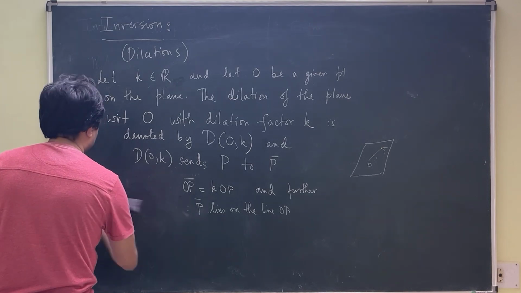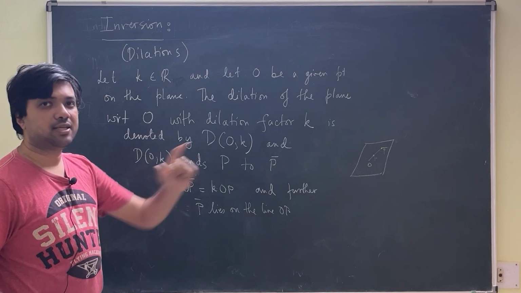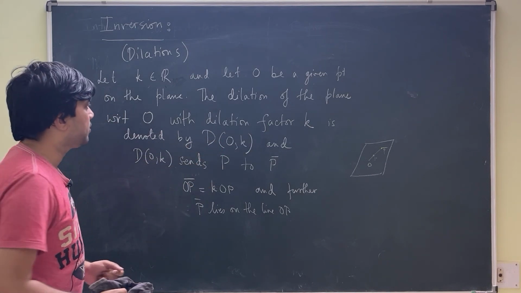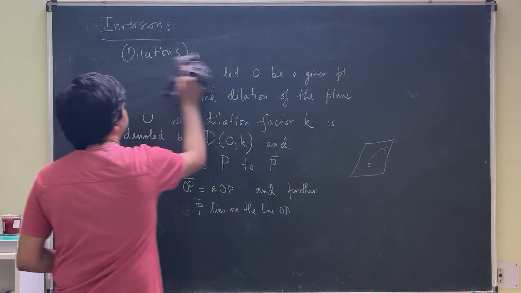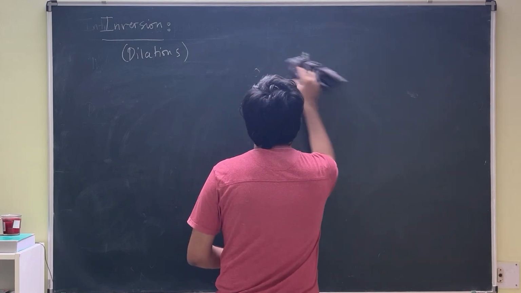All right, so this is what a dilation is. A dilation takes a point P and scales it by a factor of k and sends it to P bar. Now, what are some properties of dilation? Let's see some properties of dilation.